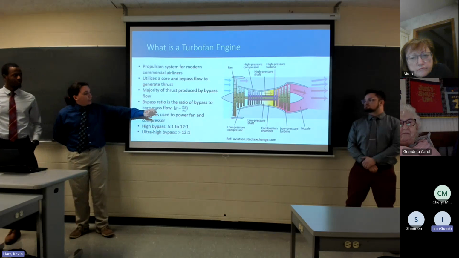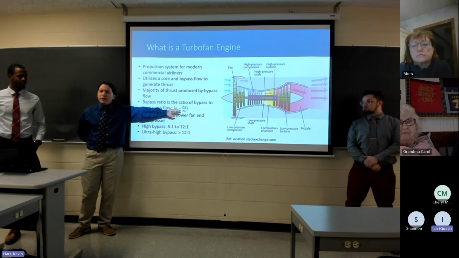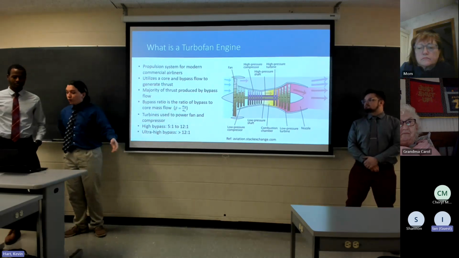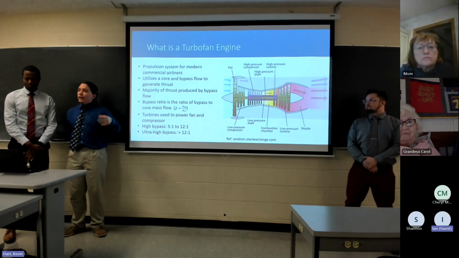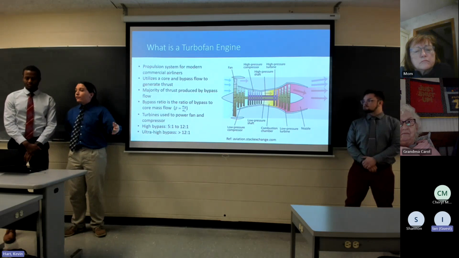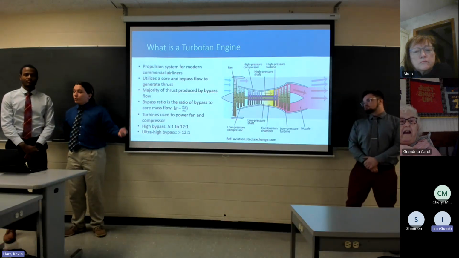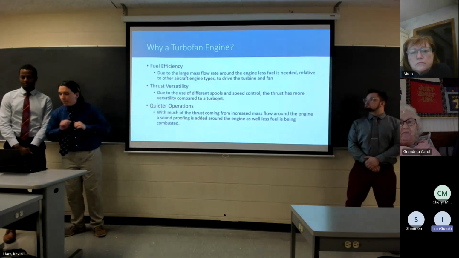So bypass ratio is defined as the mass flow rate of the air through the bypass nozzle over the mass flow rate of the air through the core. And typically a high bypass ratio is defined as any bypass ratio of 5:1 to 12:1. So for our purposes, an ultra high bypass turbofan engine is anything above a ratio of 12:1.